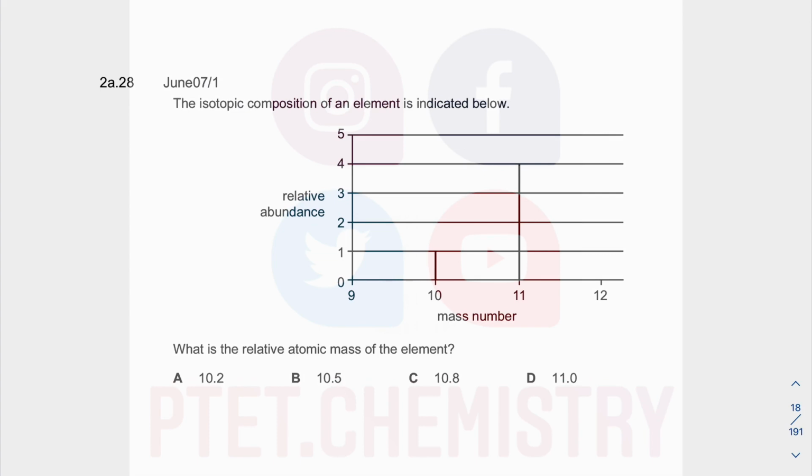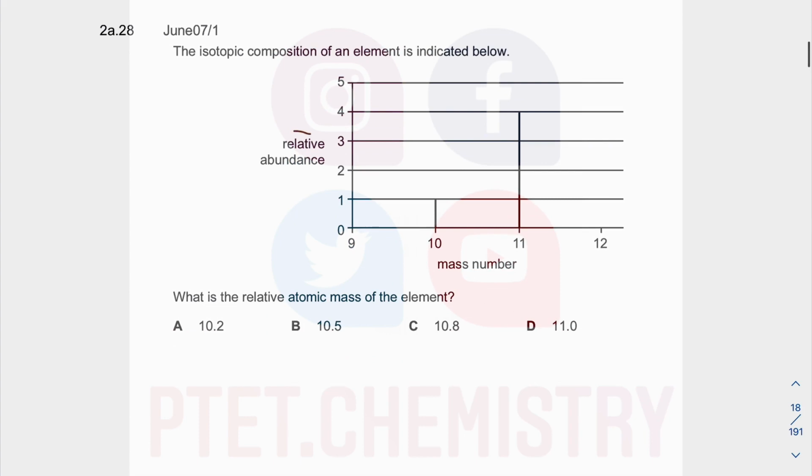Question 28 is about working out the relative atomic mass. So you're given the relative abundance. These are not percentages, they are just relative abundances. And this one has a relative abundance of 4. This one has a relative abundance of 1.